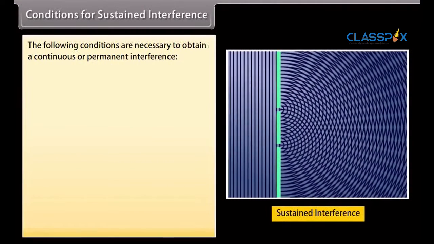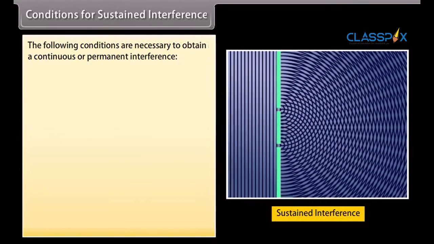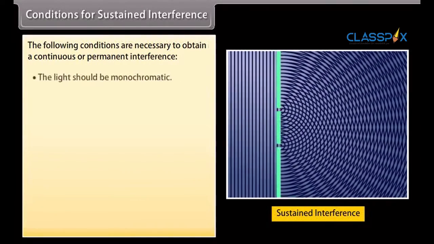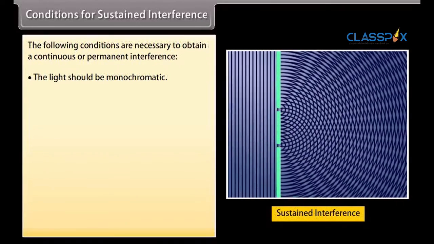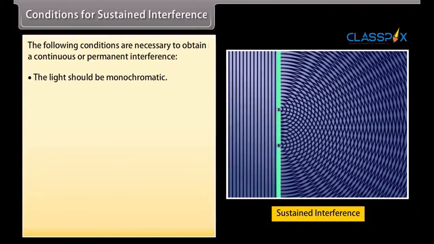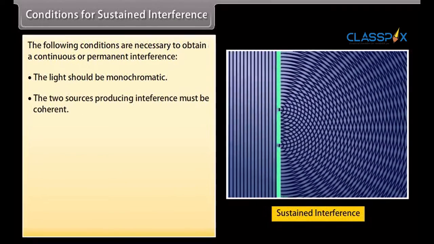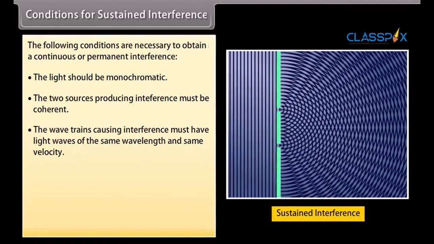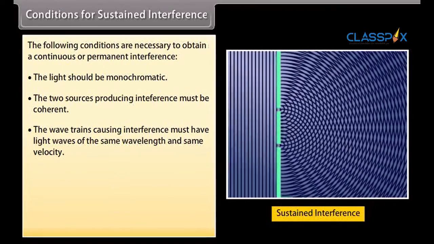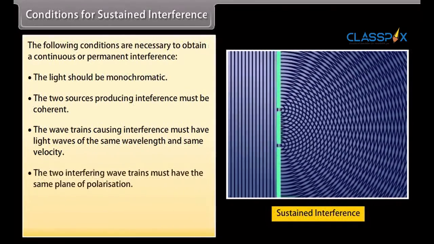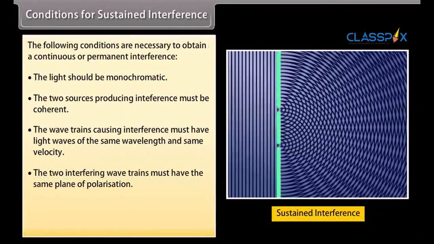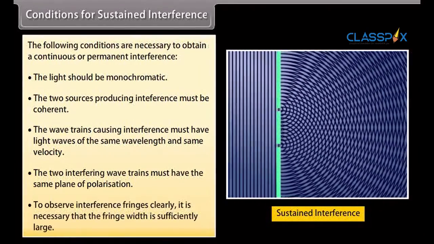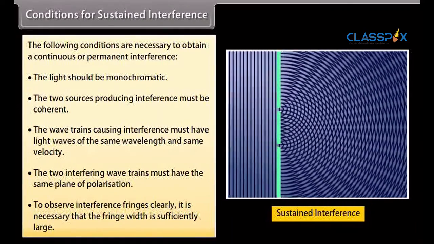Conditions for sustained interference. The following conditions are necessary to obtain continuous or permanent interference. The light should be monochromatic. If this is not so, the fringes of different colors will overlap. The two sources producing interference must be coherent. The wave trains causing the interference must have light waves of the same wavelength and same velocity. The two interfering wave trains must have the same plane of polarization. To observe interference fringes clearly, it is necessary that the fringe width is sufficiently large.